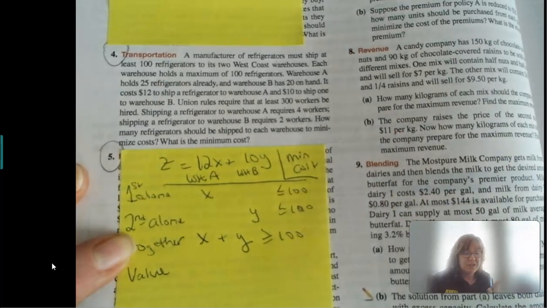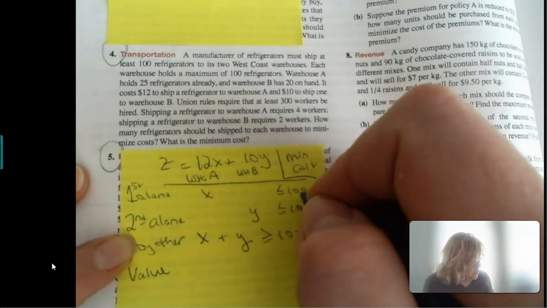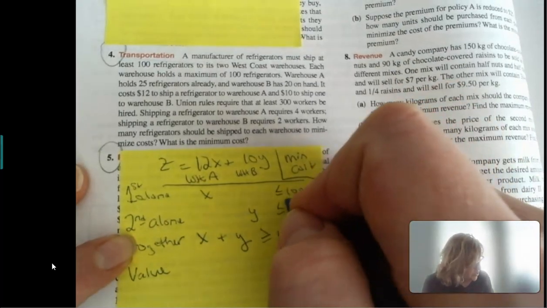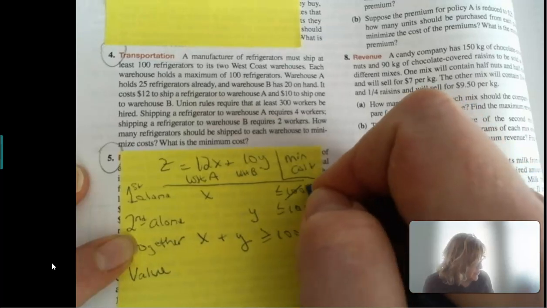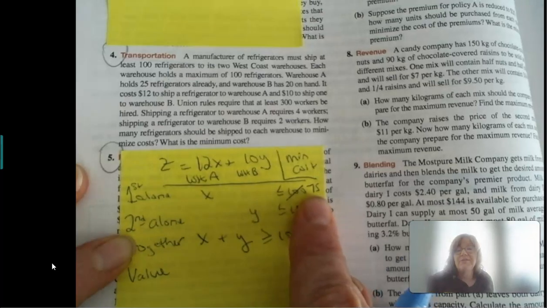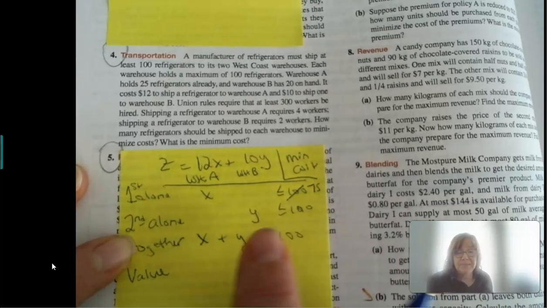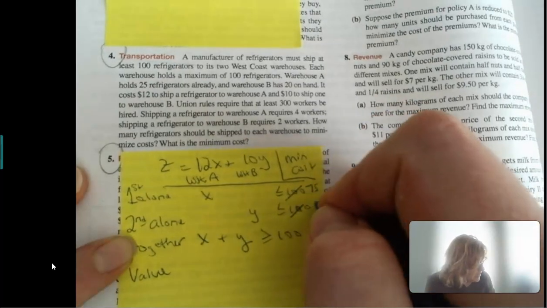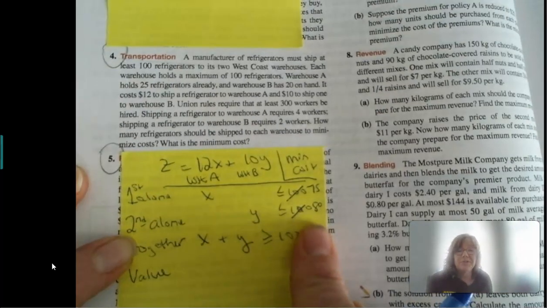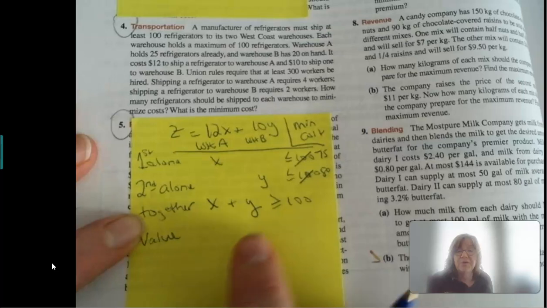But there's actually a little glitch here. Then it says warehouse A already has 25 refrigerators in it. So it doesn't really have space for 100. If it already has 25 in, it only has space for 75 or less. So you're going to cross off the 100. You're going to have X is less than or equal to 75. The other warehouse, warehouse B, already has 20 on hand. So it can't take 100 either. That would only be if it's empty. So you're going to change that 100 to 80. So you're going to have Y is less than or equal to 80. And then we did the together one already. X plus Y is greater than or equal to 100.